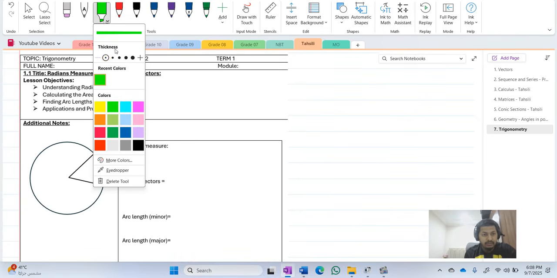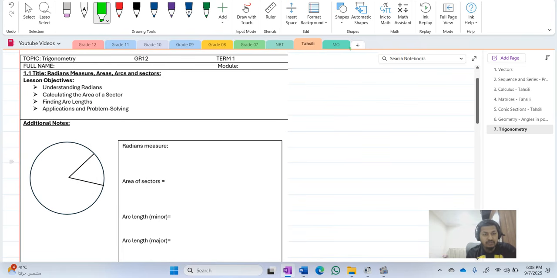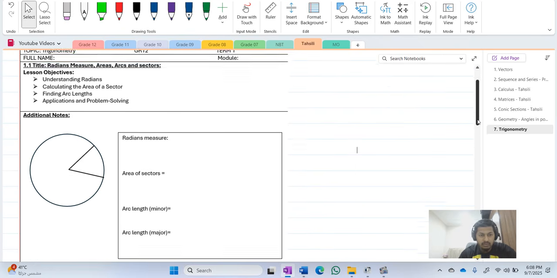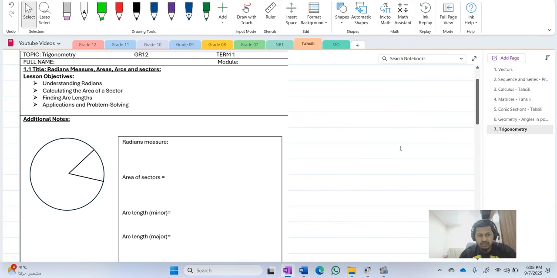In this video we will be learning about radians measure, area of sectors, the length of the minor arc and the major arc, and these topics are from trigonometry. Now looking at radians measure, areas, arcs and sectors, let's have a look at the circle.